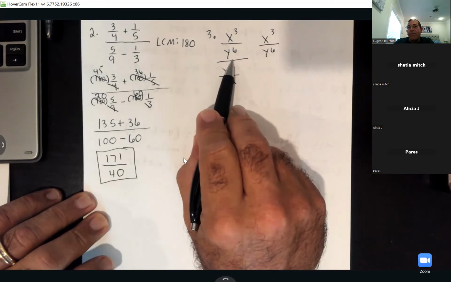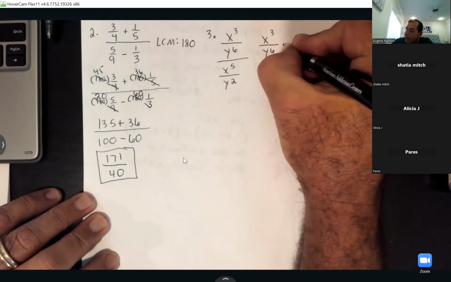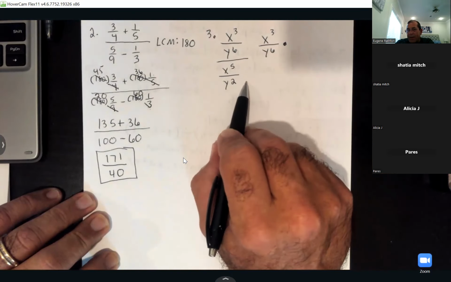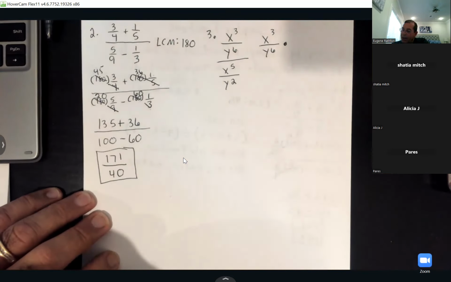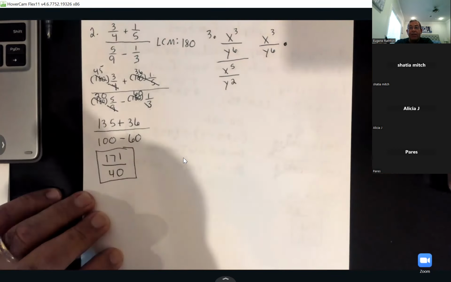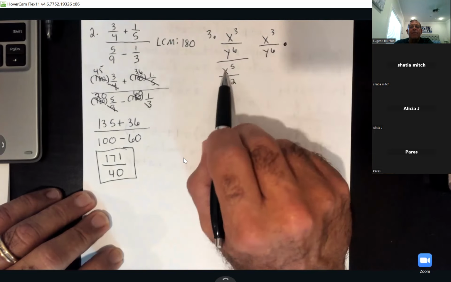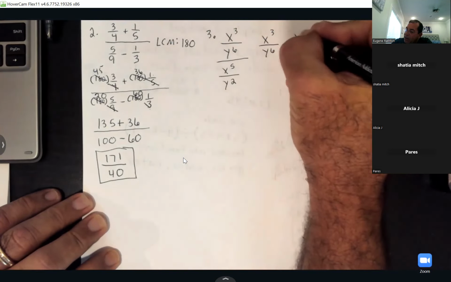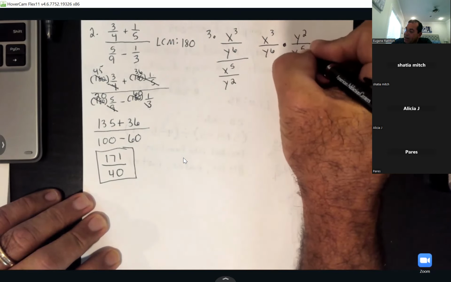We're going to change from division to multiplication. And then we're going to flip the second fraction, just like y'all did last week when we're doing those rational expressions. Remember, we always change from division into multiplication and flip the bottom fraction. So this will give me a y squared over x to the 5th.